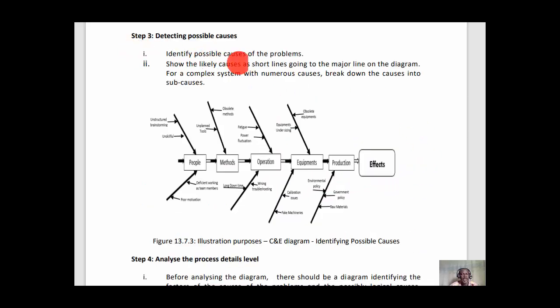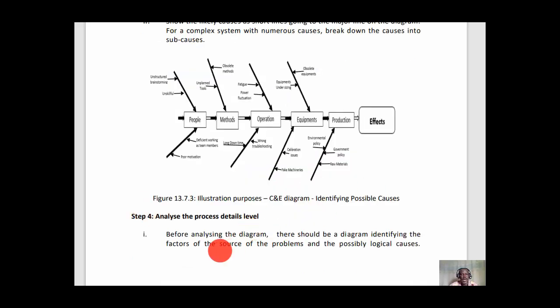Step 3. Identify the possible causes of the problem. Show the likely causes as short lines going to the major line on the diagram. For a complex system with numerous causes, break down the causes into sub-causes. For illustration purposes, this diagram is a C&E diagram identifying the possible causes of problems.